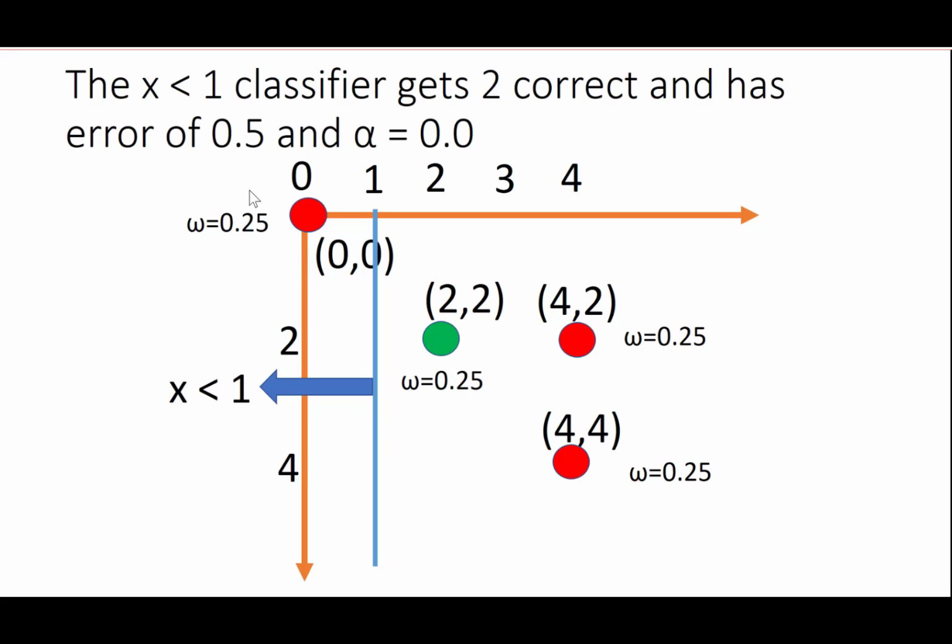This classifier, x less than 1, is going to get 2 wrong. So it gets 2 right and 2 wrong. It turns out that the alpha for that then is 0.